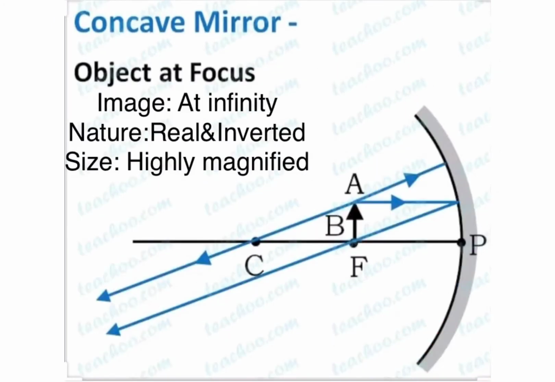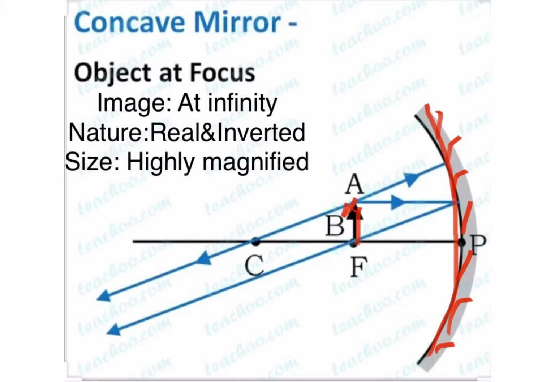Now the next case. The object is placed at focus, that is at F, and we know that when the object is placed at F, the image is obtained at infinity. The nature is real and inverted and the size is highly magnified, meaning much bigger than the object. So let us draw the diagram. First of all, the concave mirror. Object AB is placed at F of the concave mirror.